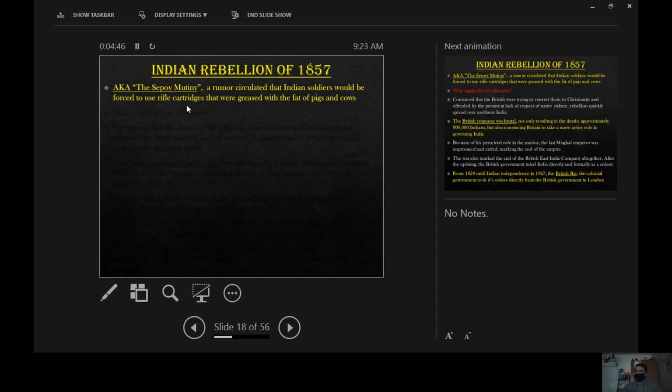Well, there had been animosity building, but a rumor starts to circulate that Indian soldiers would be forced to use rifle cartridges that were greased with the fat of pigs and cows. These Indians are largely either Hindu, that would be the majority, or Muslim, the minority. And this is something that would be greatly offensive to both.